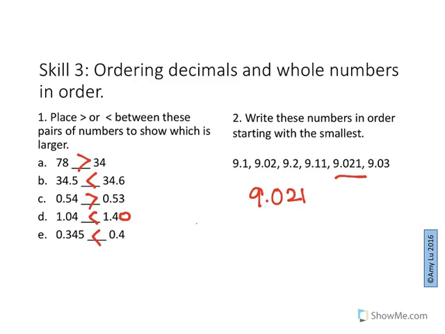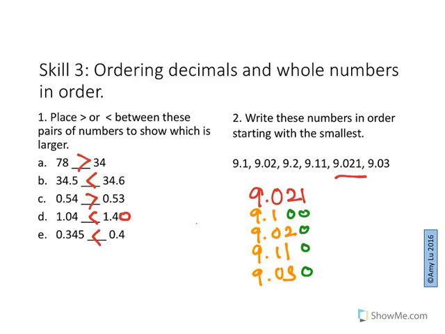So let's go ahead and take 9.1, 9.02, and keep in mind I'm lining up my decimals. 9.11, 9.021 I already wrote, and then 9.03. Okay, so now we can fill it in to make a better comparison. 0, 0, 0, 0, and 0. Okay, so now every number has 3 numbers behind the decimal. So now I can actually finally put these in order.